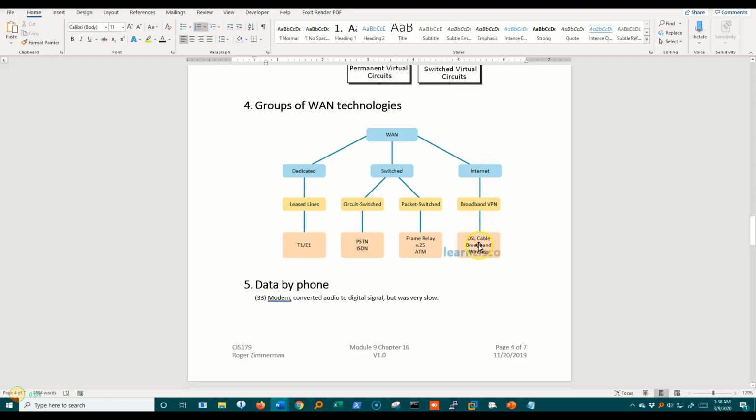Finally, we come to the last leg here, the internet. So it turns out that these older technologies were pretty good. They were a lot faster than some of these technologies over here that used a lot of analog data in the middle, but they just weren't as fast as we can get on the internet today. But the problem is the internet is public. And so the way we get around that is to use VPNs, or virtual private networks.